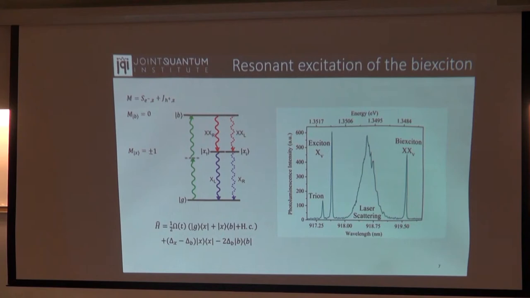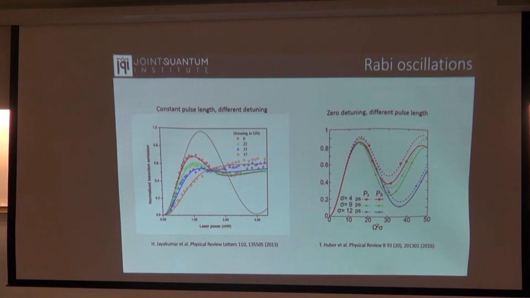And to show that this is really resonant and to understand better what's going on, we did some Rabi oscillation measurements. So this was our original publication. What's plotted here is the laser power of a pulsed laser versus the counts that we get out, which are normalized. So the counts we get out, you could think of as the probability of exciting your system. The black line is the Rabi oscillation for no dephasing. And we measured these four curves for different detunings.